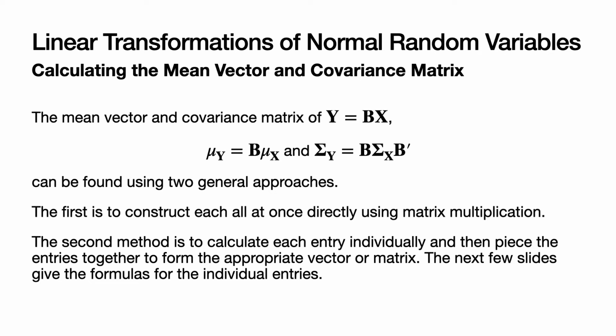The first is to construct each all at once directly using matrix multiplication, using the formulas that we have here. So in particular, the mean vector of y, mu sub y, would be obtained from the mean vector of x by pre-multiplying mu sub x by the linear transformation matrix B, and the covariance matrix of y would be obtained from the covariance matrix of x by pre-multiplying sigma sub x by the linear transformation matrix B, and then post-multiplying that by the transpose of B.